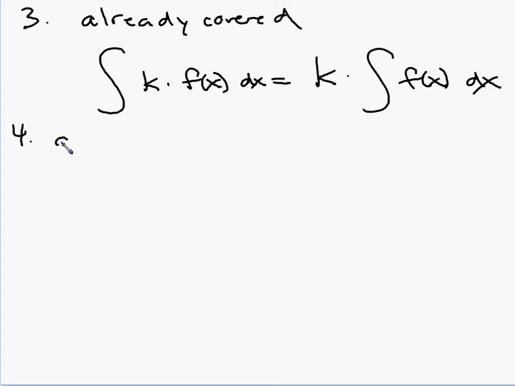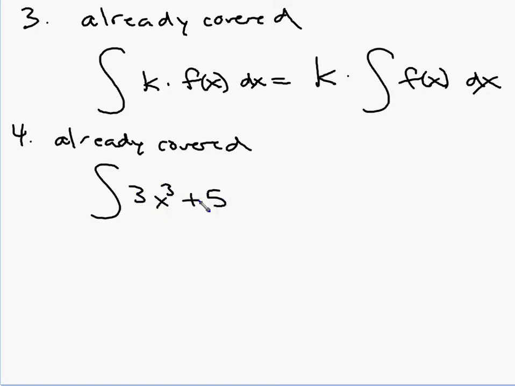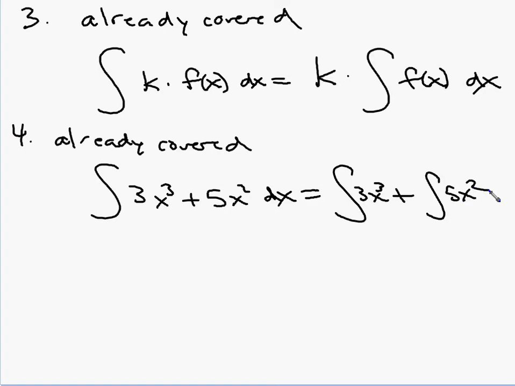Number 4, we already covered. Number 4 says that I can split up an integral into pieces. All right? We said, you know, for example, if I've got the integral of 3x cubed plus 5x squared dx, we said that I could split that up into two separate integrals. The integral of 3x cubed plus the integral of 5x squared. All right, that's what that number 4 says. Okay. Number 5 we haven't seen yet.